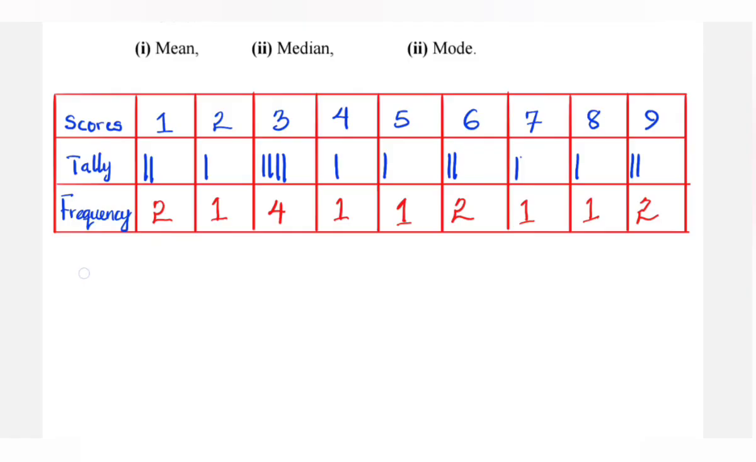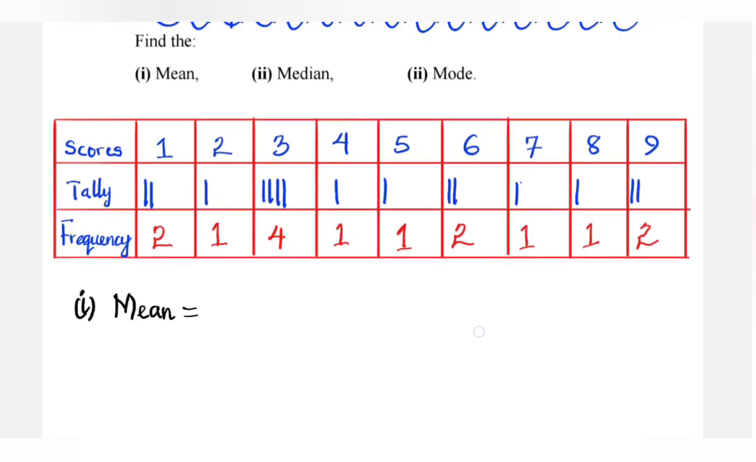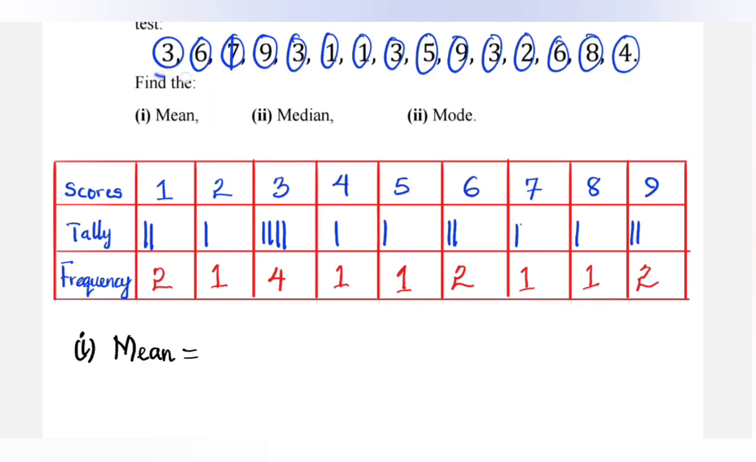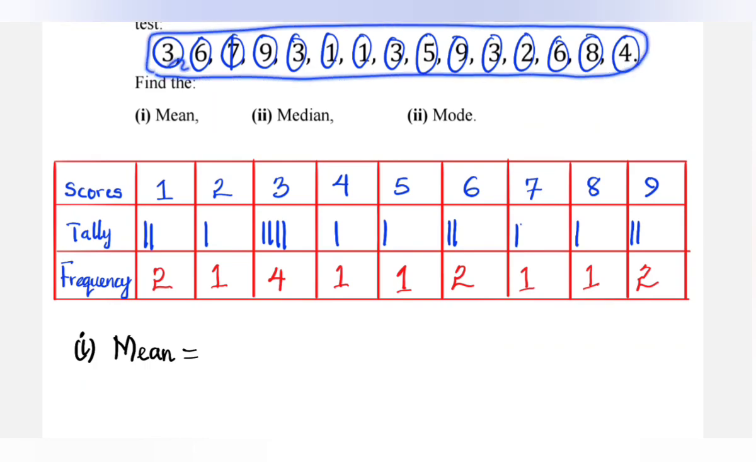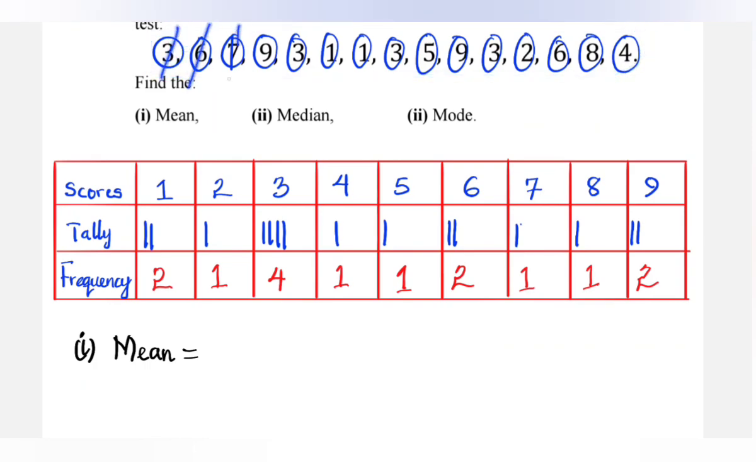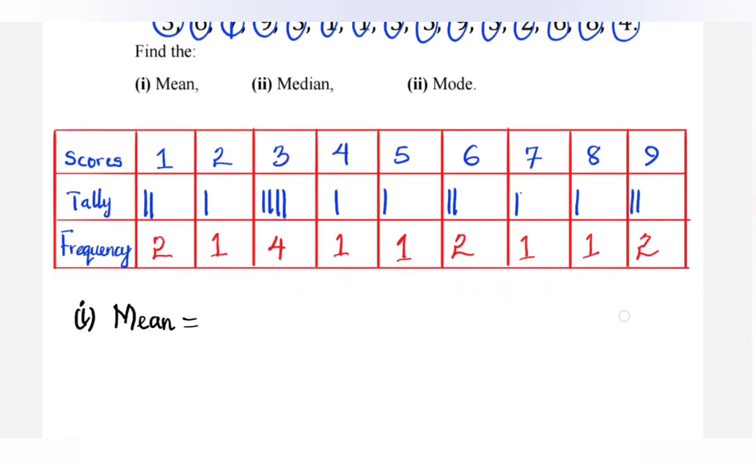Once you are able to construct this table, 50% of your work is done. From this table, we are going to answer the subsequent questions. The mean can be calculated as the average, of course: the sum of all the numbers given to you divided by 1, 2, 3, 4, 5, 6, 7, 8, 9, 10, 11, 12, 13, 14, 15. So their sum divided by 15.